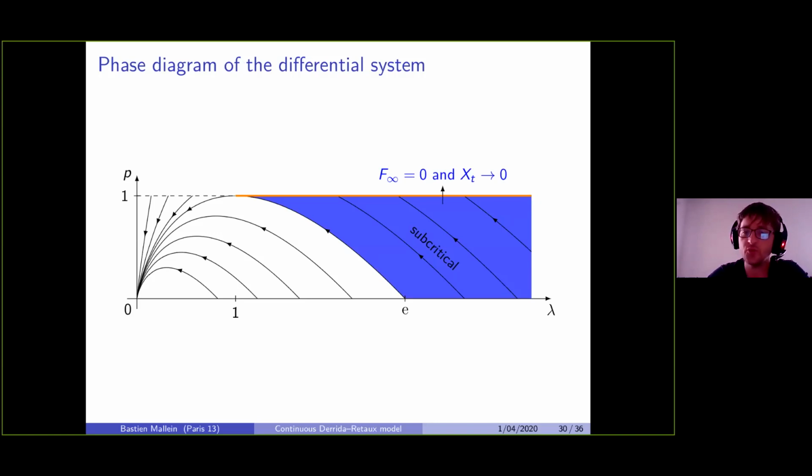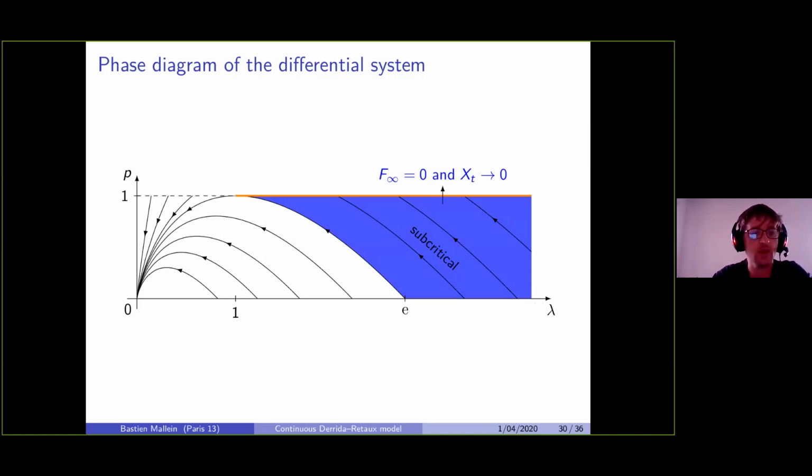So you have the subcritical phase, where you see that your integral lines bring you to the p equal 1 line. And p equal 1 corresponds to the place where xt is equal to 0, with parity 1. So this is the subcritical area where the free energy converges to 0.